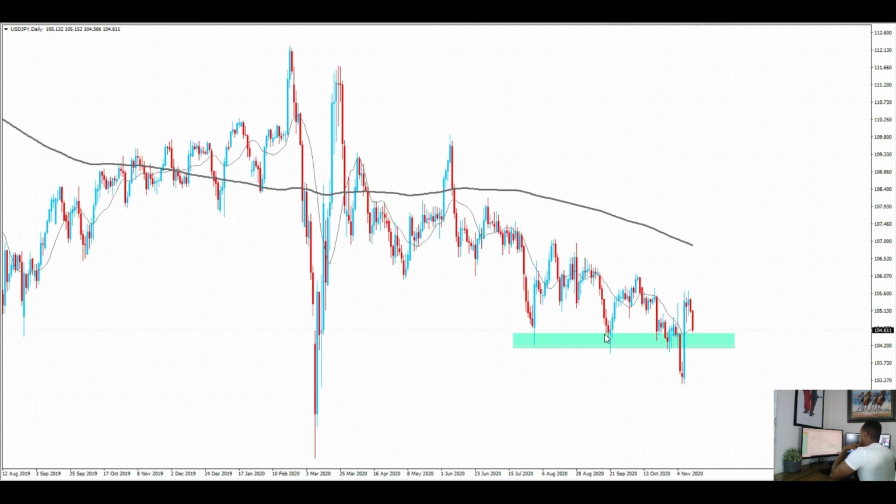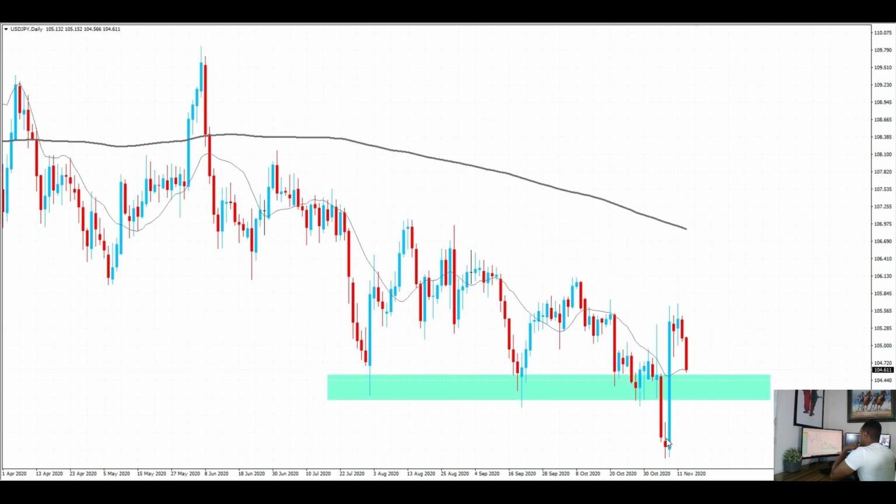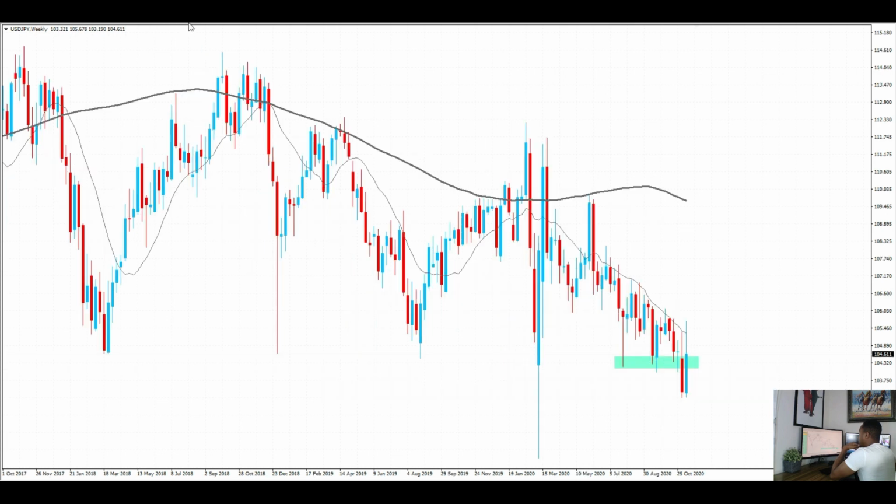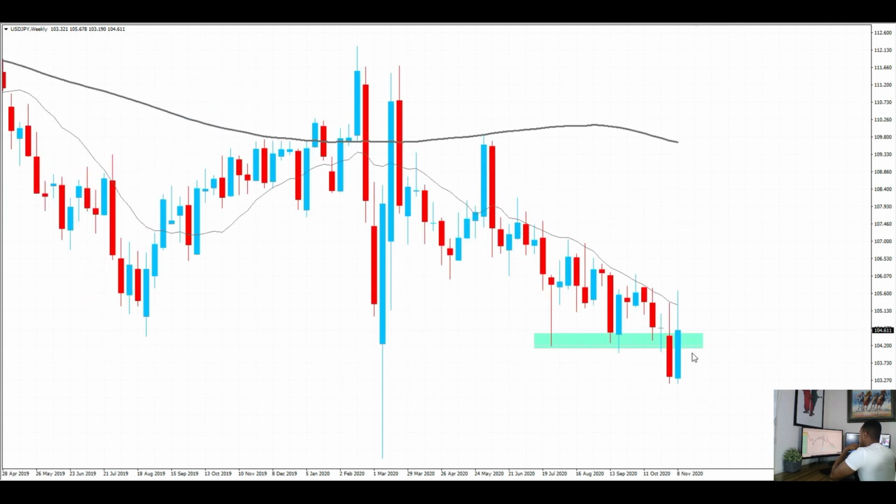So essentially we had a false breakout there, and I did say last week that I wasn't really convinced with that break to the downside there. Price could easily break back in and give us a false breakout, and you can see on the weekly there, a big push back to the upside, engulfing that previous candle there.